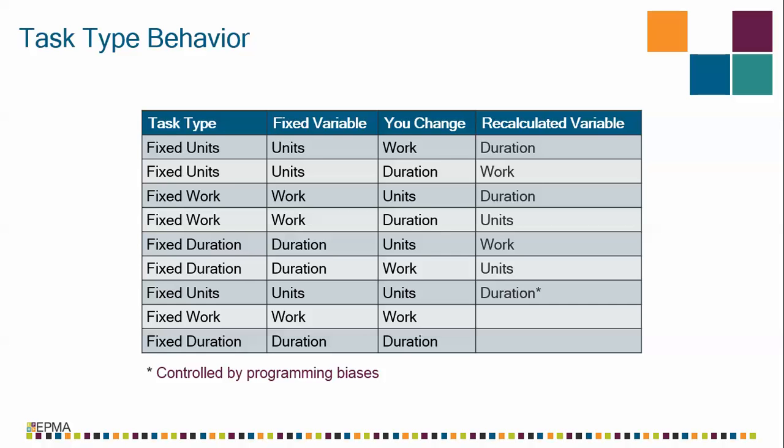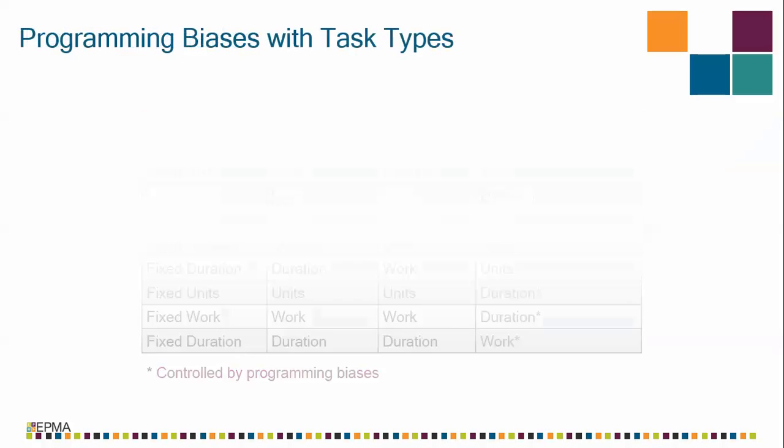On a fixed work task, the work is locked. But if you come back later and change the work, what number will be recalculated? Well, I think you already guessed the answer. It'll be duration. Why? Because of the bias toward duration. Then the third example, on a fixed duration task, the duration is locked. But if you change the duration, well, now Microsoft Project can't recalculate duration because of that bias. So what will it calculate actually? It'll recalculate the work.